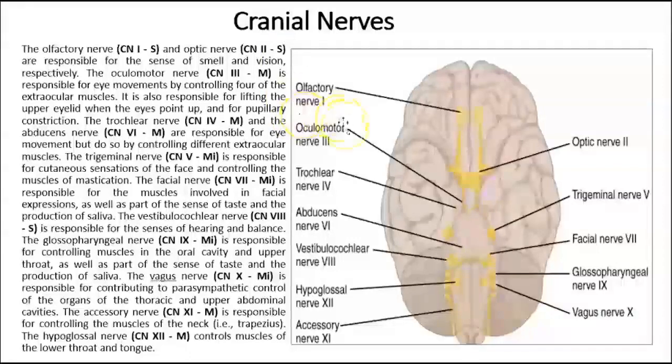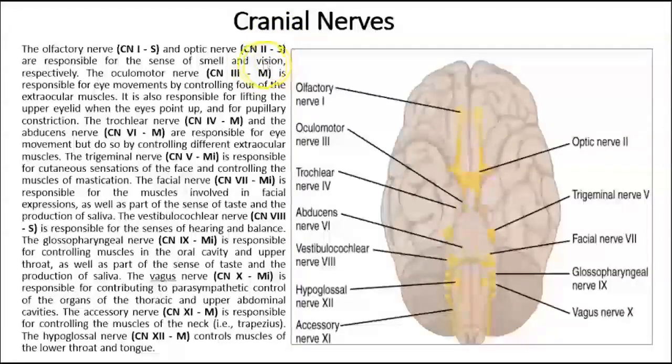Cranial nerve number 3 is called oculomotor. Oculo sounds like eye, motor sounds like movement. So therefore this one is going to help you with eye movements. So therefore this is mainly motor. So far you can see that there are some cranial nerves that are pure sensory, such as the olfactory nerve, which is just for smelling, you don't move anything.